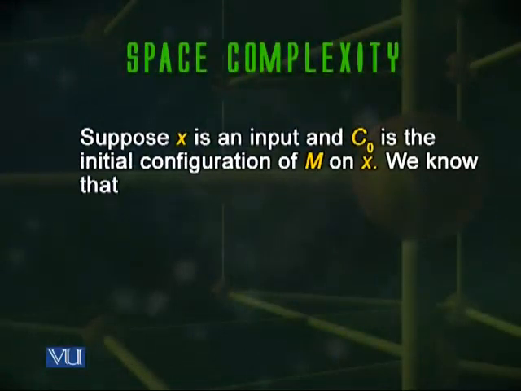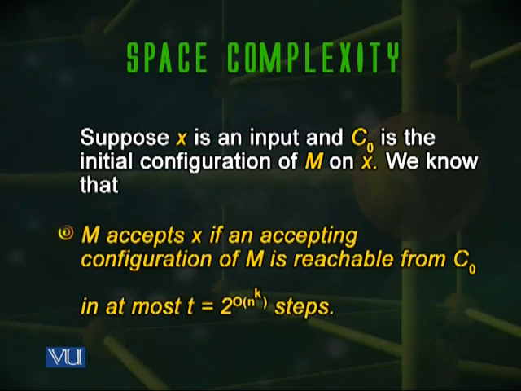Let's go further. Now suppose x is an input and C0 is the initial configuration of M on x. What we know is that M accepts x if and only if an accepting configuration of M is reachable from C0 in at most 2^O(n^k) steps. So what we are saying is, if M accepts x, it must accept it in this much time. We have an upper bound on the time. If it accepts in that much time, then from the initial configuration it must reach the accepting configuration in that many steps. So this is a simple thing we are saying.